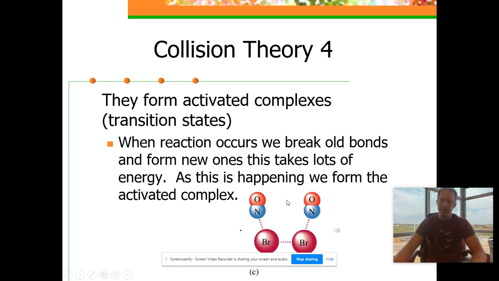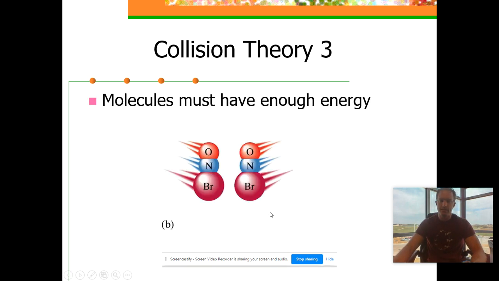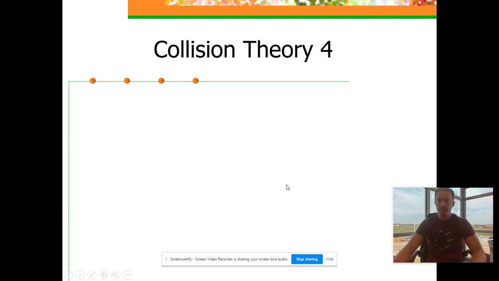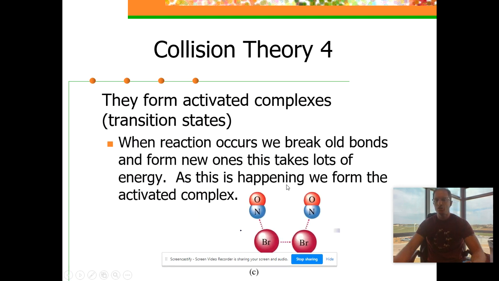So this is not the reactants. We've seen the reactants. They're these things, right? They're not the products yet. They're like this transitional state between the reactants and the products, right? It's a transition state. Your reactants are not there anymore. Your products aren't there anymore. You've got this transitional thing in between.